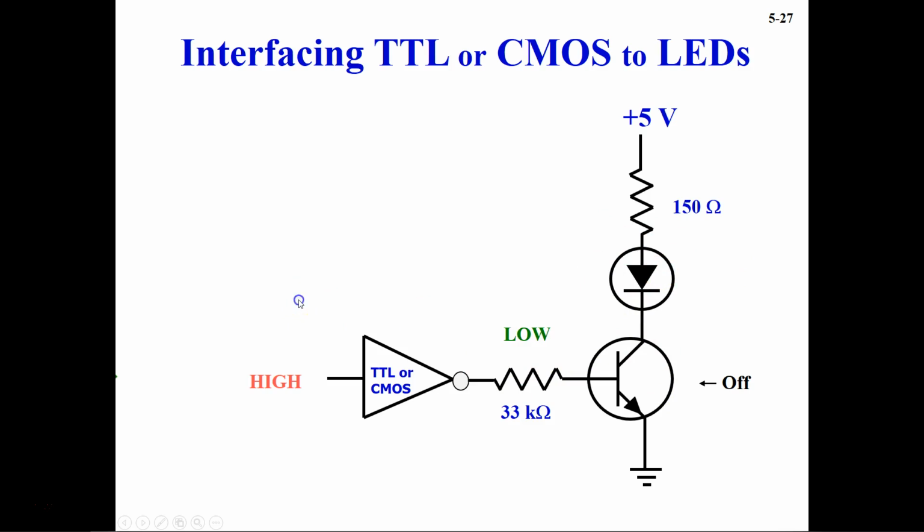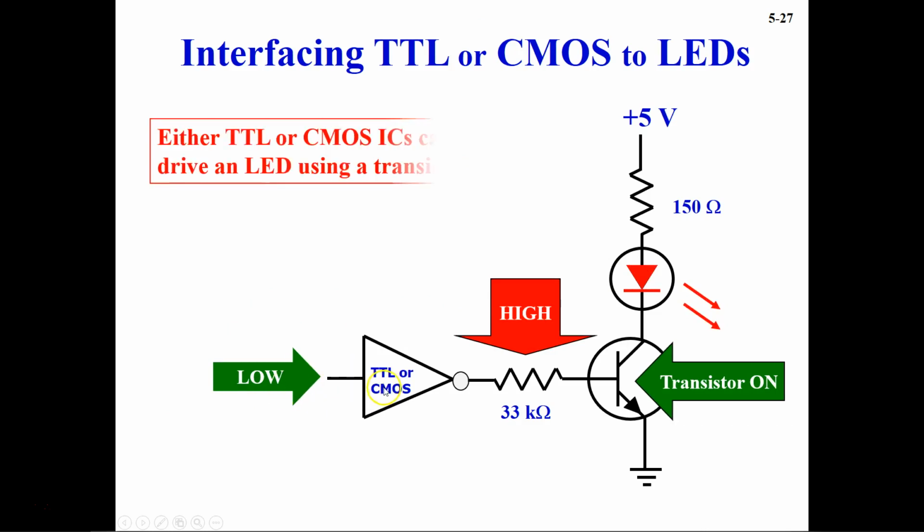Now let's see the second case. If you give the low signal to the TTL, then what will happen at the output? You will have high, so you have high voltage, and then that signal will go to the transistor and it will energize the transistor. Once the transistor is on, then what will happen? It will turn on the LED. Okay, so in this case you can see the LED is turned on and the supply goes like this to the transistor, turning it on. So you can see here either TTL or CMOS ICs can drive an LED using a transistor.